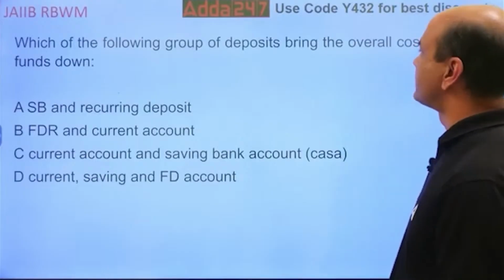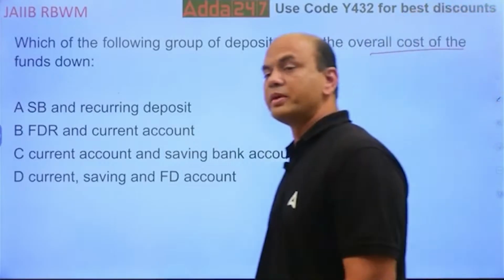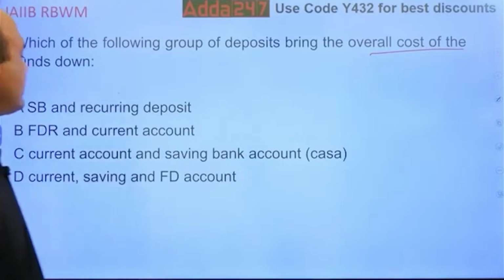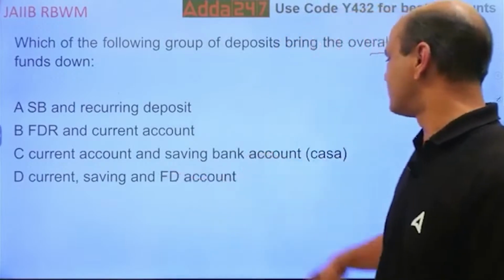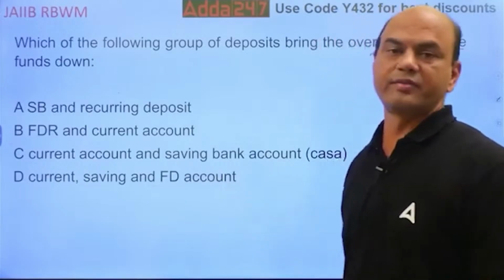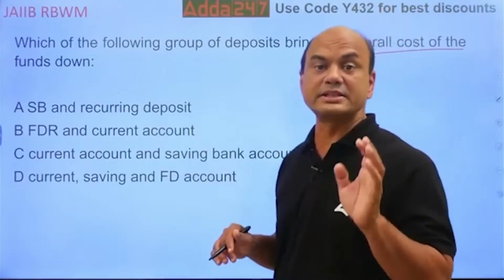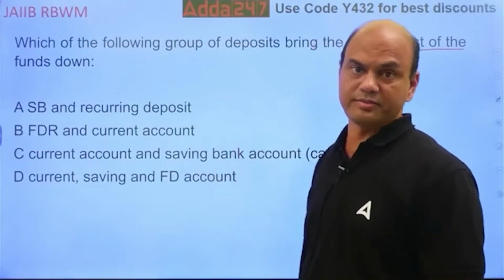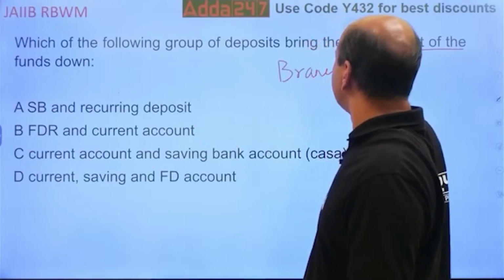Which of the following group of deposits bring the overall cost of the funds down? So who will bring the overall cost of the funds down? Savings and recurring deposit, FDR and current account, and savings account, CASA, current, saving and FD. Who will bring the overall cost of funds down for the branch? Here we are talking from the branch's angle, not from the customer's angle. So for the branch, which deposit is the best? You tell me.